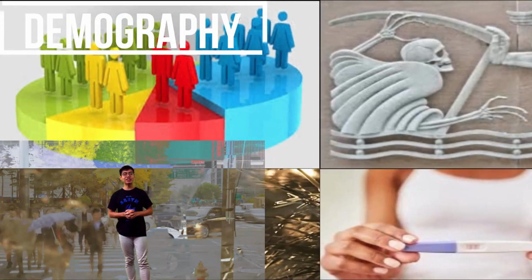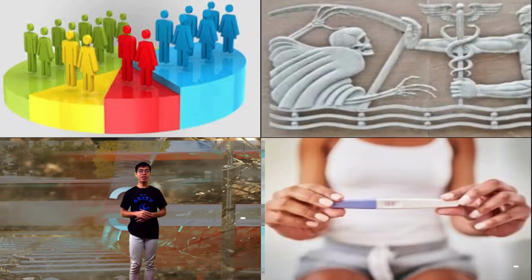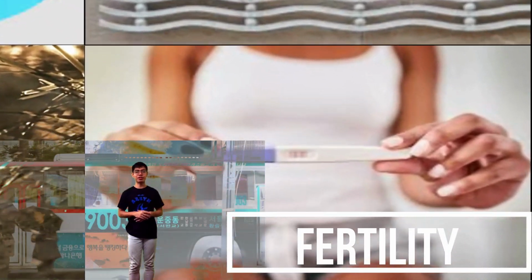Demography is the statistical study of human population. Mortality refers to health and death, and fertility is in regards to birth.